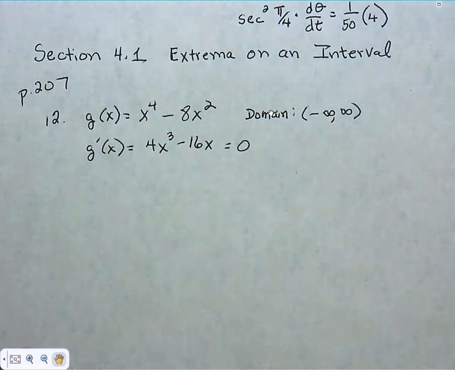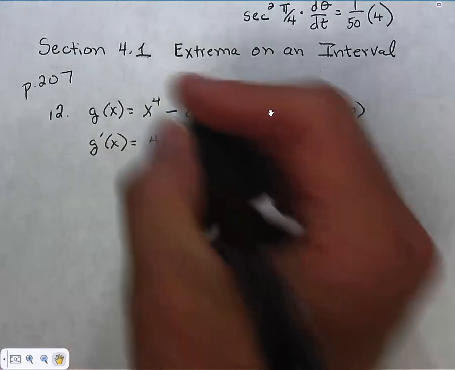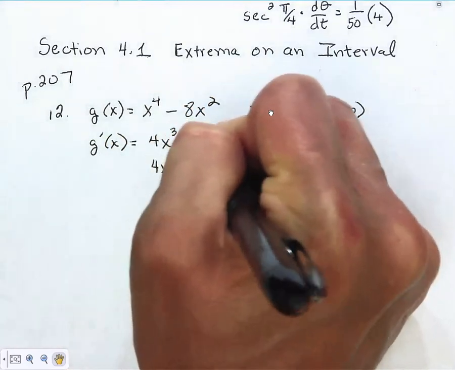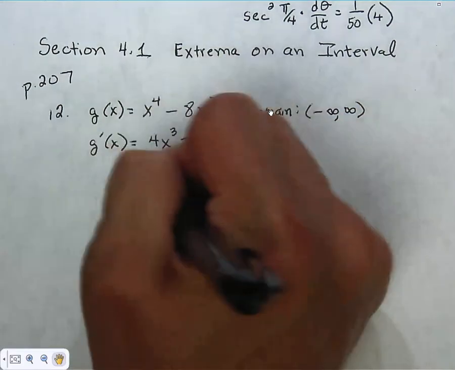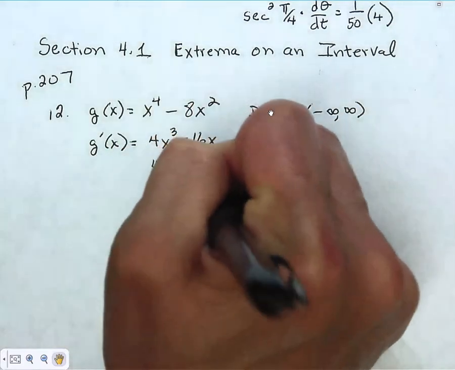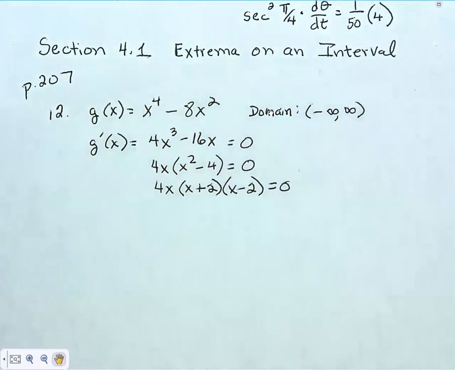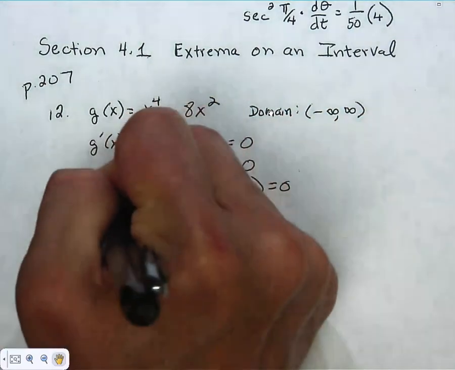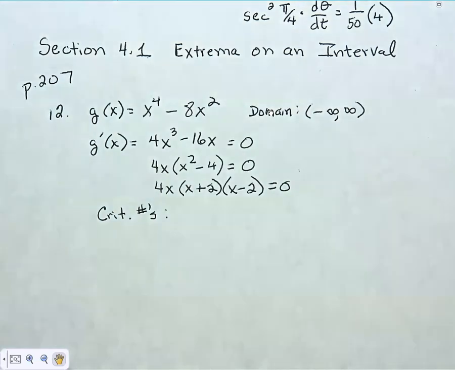Is there anything that makes that derivative undefined? No, it's a polynomial as well, so nothing makes it undefined, but we can find what makes it 0 by factoring. What are the critical numbers for that function? 0, 2, and 8. Yep.